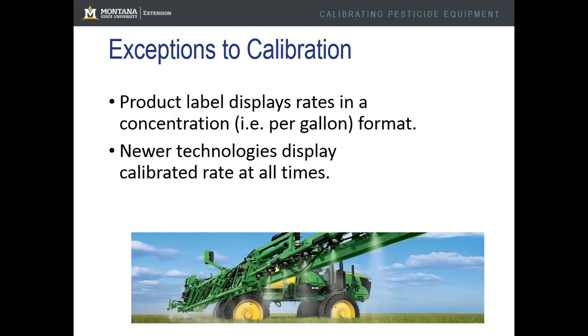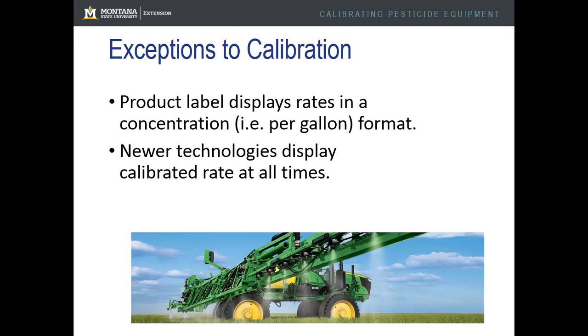There are few exceptions when determining the output of your sprayer may be unnecessary. If the product label doesn't have an output requirement, and only requires the product to be added in a per gallon format, or what is termed a concentration format, calibration may be unnecessary. The concentration approach is very inaccurate and only approved for a few non-selective ag products, and many over-the-counter, ready-to-use formulations.